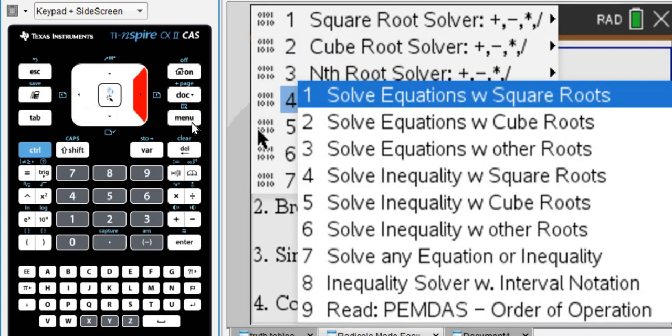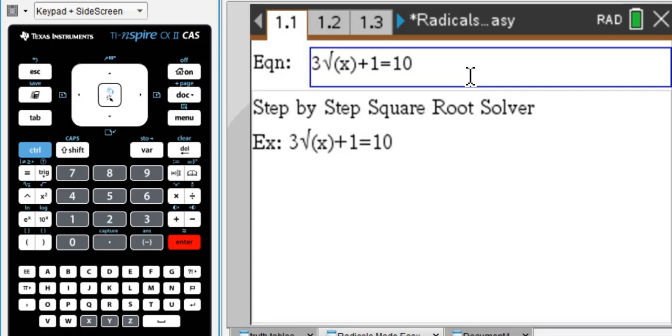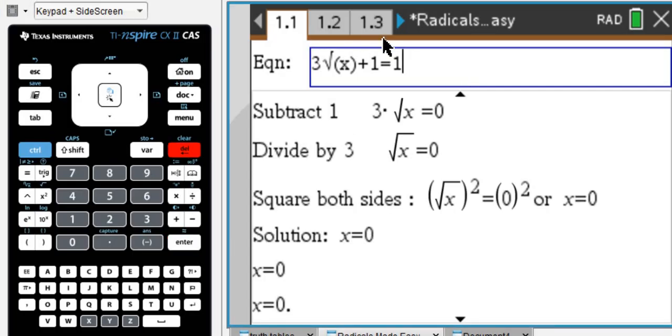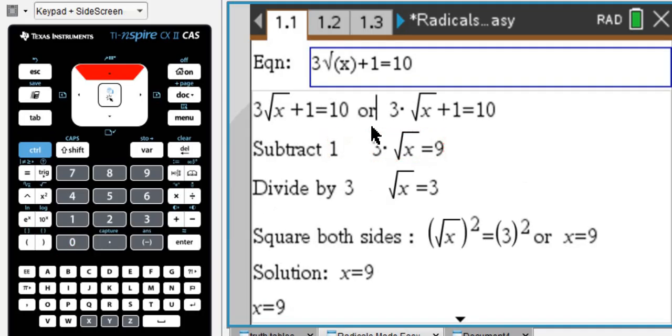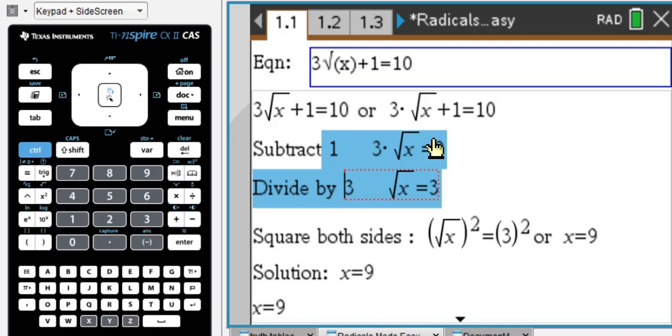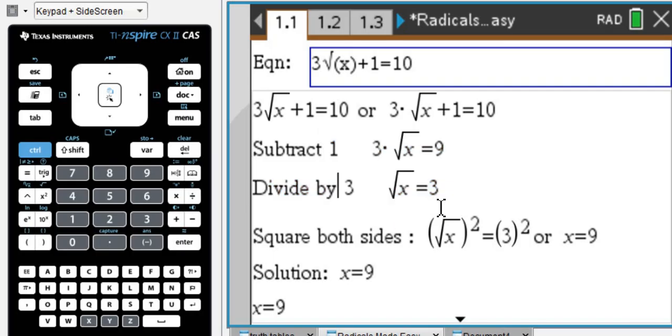Let's solve some radical equations. Let's say one that involves a square root. So you can see everything is already pre-entered, so you just have to modify your square root function. And when you scroll up, you see step by step how each radical equation is solved. Like here, we're going to subtract 1, we divide by 3, and then we square both sides. So our answer is x equals 9.